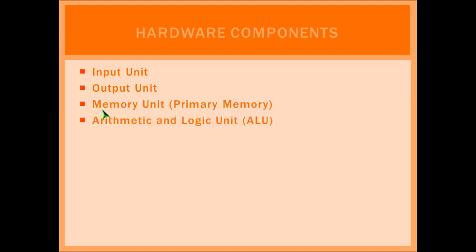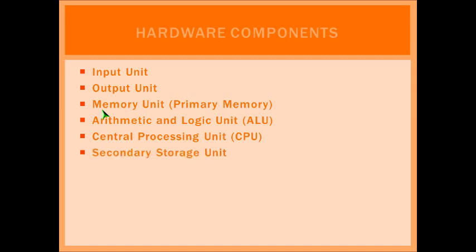You get the arithmetic and logic unit, which is the unit that performs all the calculations, all the mathematical things. Not much more to say there. You get your central processing unit, which is the brain of the computer. It makes sure that all of the other units are doing exactly what they should be doing.